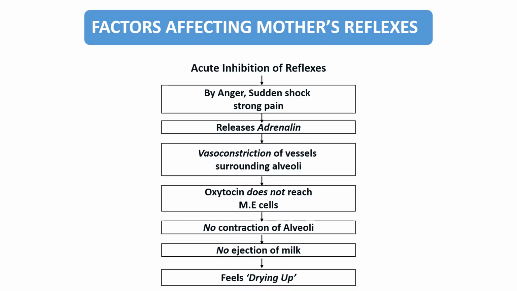What are the factors which affect the mother's reflexes? Acute inhibition of the reflexes can occur by anger, sudden shock or strong pain because it releases adrenaline, and vasoconstriction of vessels surrounding the alveoli occurs. It will lead to oxytocin not reaching the myoepithelial cell. No contraction of the alveoli occurs, no ejection occurs, and the mother feels as if the milk is drying up. Milk is dried and will not be produced and ejected out.